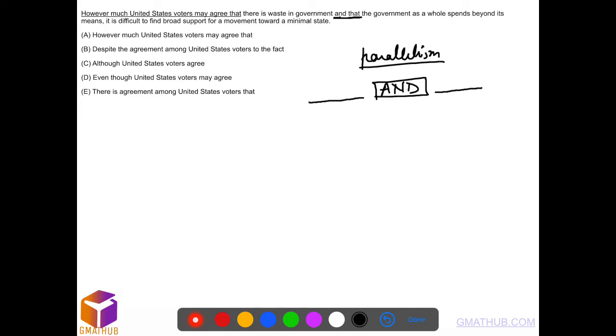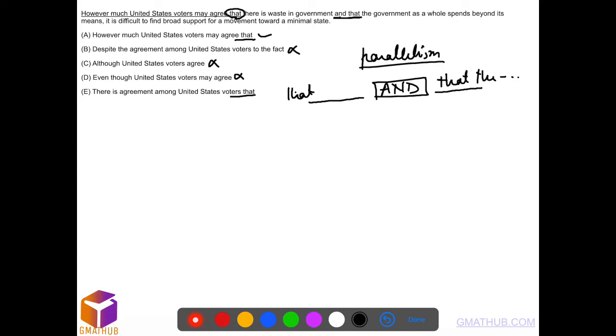For example, and that the government. So the clause before "and" should also start with that, like this is getting used here. So that is used here. That there is a waste in government, and that the government as a whole spends so and so. That's how it is. So that is one thing.